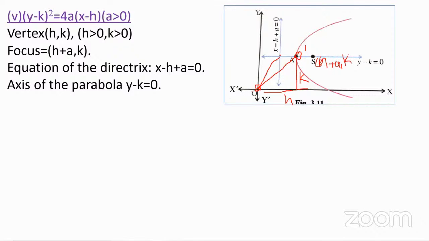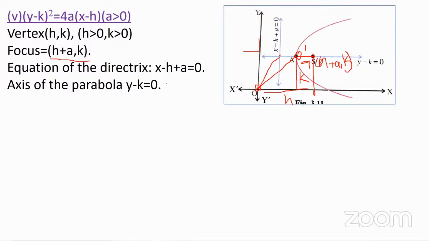So here, as per the transformation of axis, or the change of axis, the center is transformed from (0, 0) to (h, k). Similarly, the vertex I'm taking as (h, k). Then the focus changes: this is h and this is the length a, so the focus is (h plus a, k).